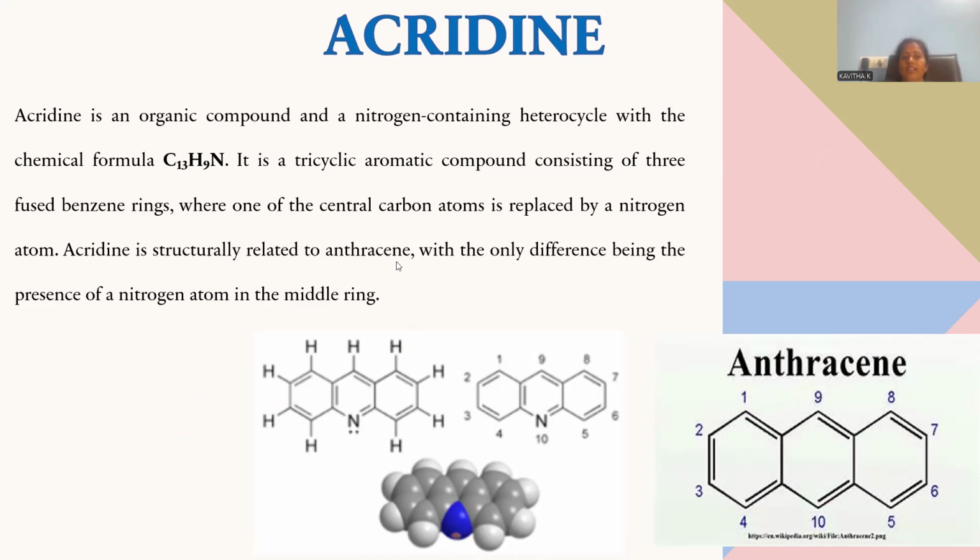Acridine is structurally related to anthracene. Anthracene looks like a triangular system, and the same chemical resemblance you can observe in the case of acridine as well. The only difference is that the 10th carbon is replaced with a nitrogen atom, being the presence of a nitrogen atom in the middle ring system. The distinctive factor between these two molecules is the nitrogen at position number 10. This is the way anthracene and acridine are related. Even in the numbering system there is no ambiguity. All have exact resemblance, and the only distinctive factor is the nitrogen at position number 10.